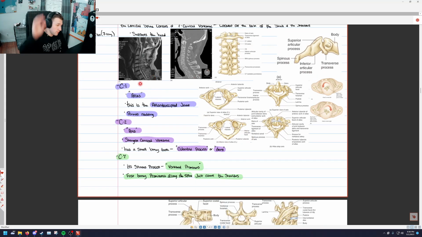Within our cervical, if you go all the way to the top, our first little notch in our cervical is going to be called our atlas. This is just going to permit nodding up and down. And then we have our C2, which is going to be our axis, which allows us to go left and right here.